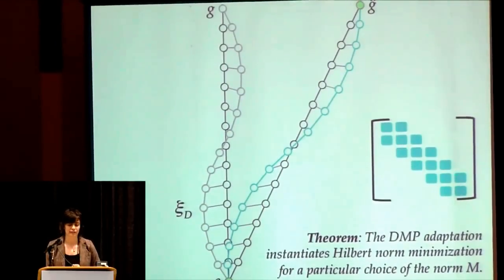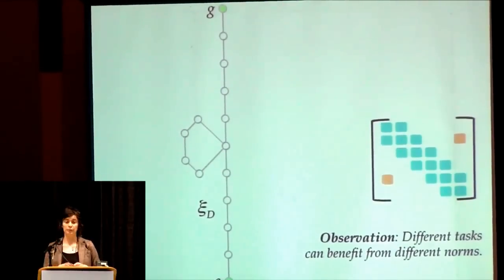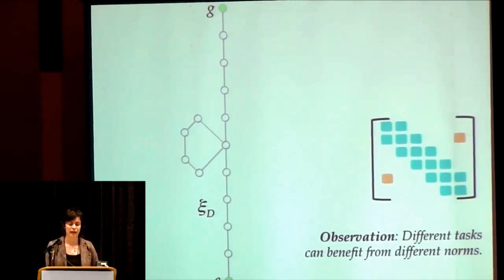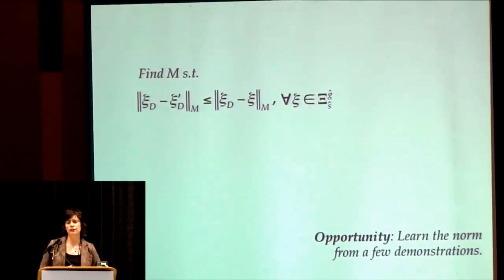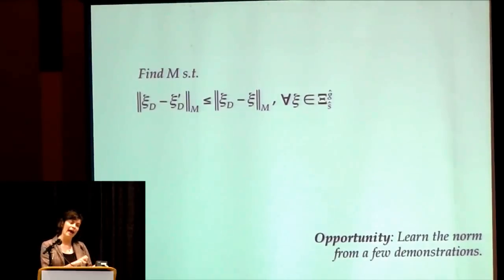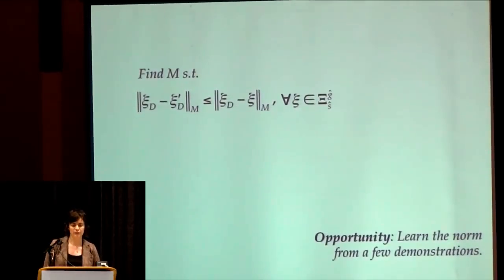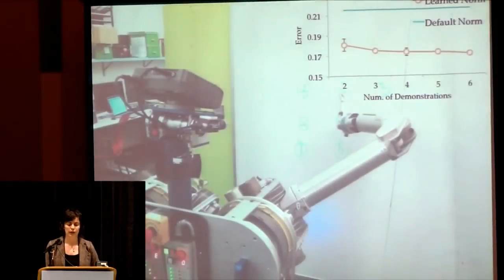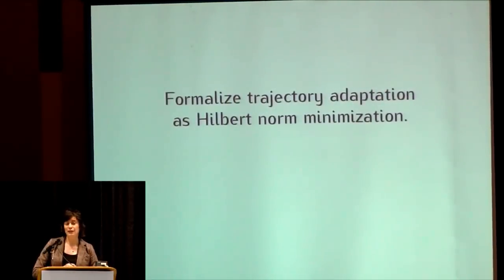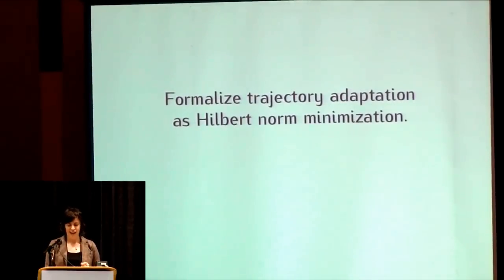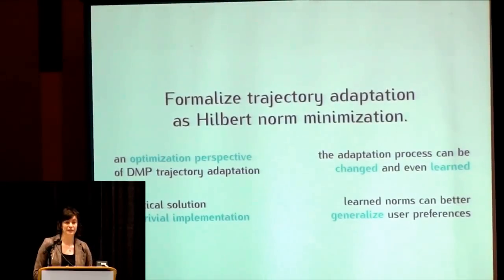We also observed that in practice, there are certain tasks that can actually benefit from using a different norm. A task with a loop in it is an example of that. And then we also showed that the robot can actually learn the norm from a few demonstrations. So it can learn how to do this adaptation if the user provides a few demonstrations. And we tested this out with pointing gestures. To wrap this all up, we formalized trajectory adaptation as Hilbert norm minimization. On the theoretical side, this was a different perspective on a successful algorithm. On the practical side, it opened up the space to a family of possible adaptations that the robot can choose or learn. Thank you.